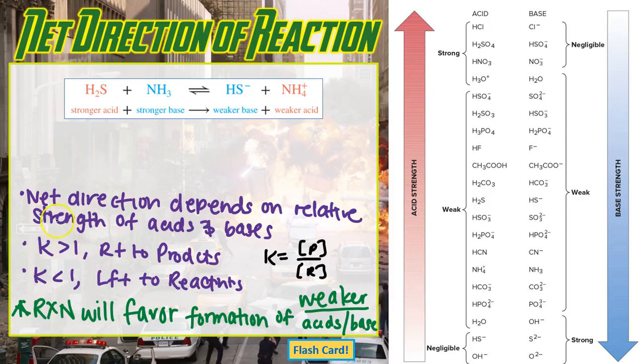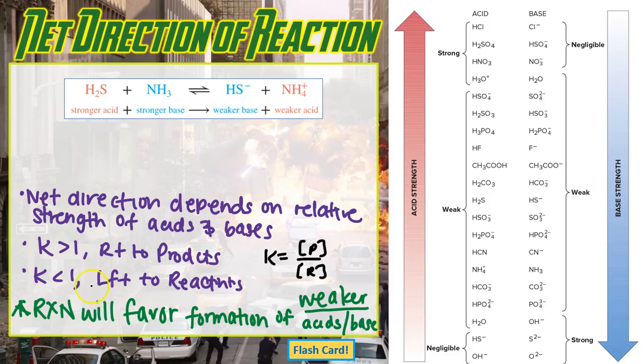So if we're thinking about equilibrium, we've got to go back to our equilibrium constant K. So we know that K is equal to the concentration of products divided by the concentration of reactants. And so when K is greater than 1, that means we're going to have a shift towards the right, towards the products, because we have a larger amount of products in our numerator. And if K is less than 1, then we're going to have a shift to the left towards reactants, because again, our reactants are going to be more numerous than our products, and that gives us a smaller K value. Overall, the reaction is going to favor the formation of whatever is the weaker acid and the weaker base.